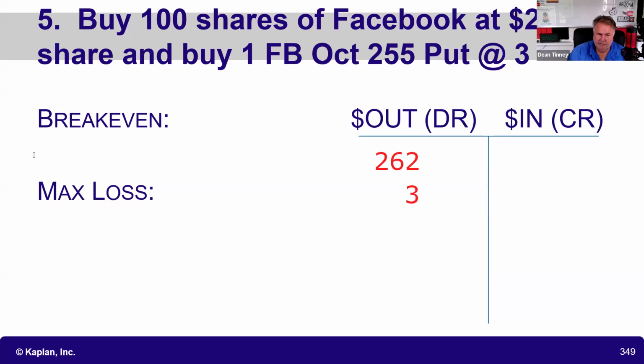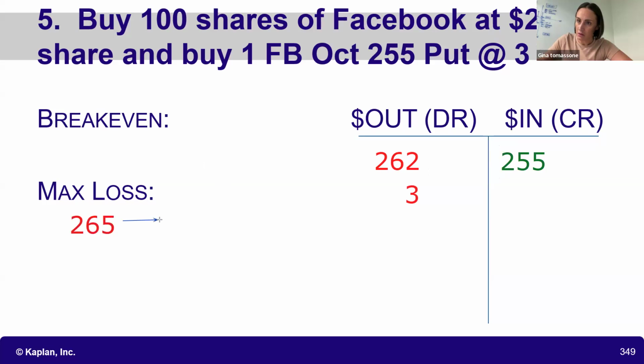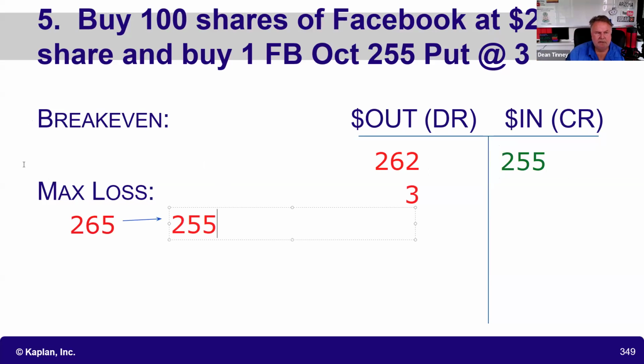That's your break even. And we said, it doesn't matter in the test if I tell you that stock Facebook is below 255, because you can always exercise the put. You're not going to participate in any price lower than 255. So you're out 265, and you can sell the stock anytime you want by exercising your put at 255. So your max loss is 10 points.